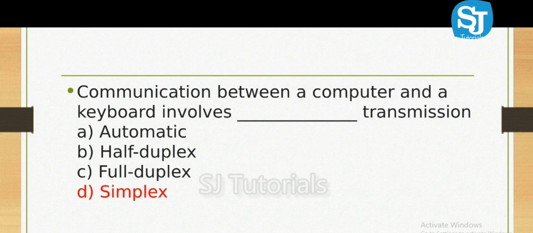Here, between the computer and the keyboard, the direction is only one, because the keyboard inputs to the computer. The data moves from the keyboard to the computer in a single direction. So the answer is simplex. The keyboard to computer data transmission is simplex mode.